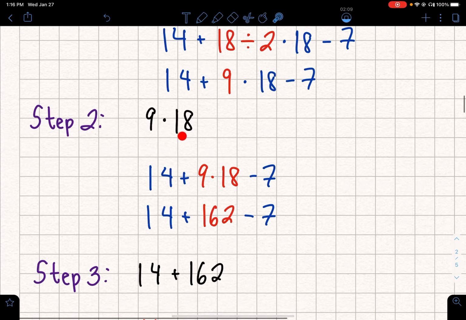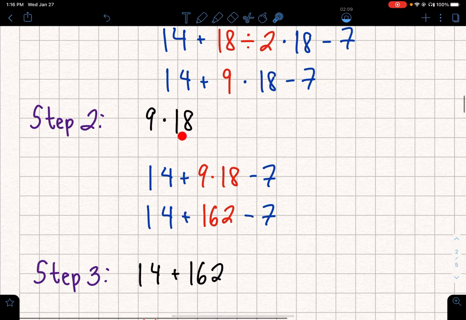Now, going left to right, the only things we have left are addition and subtraction. So because we read it left to right, we're going to do the addition first, even though it doesn't matter, but it's good practice anyway. So we do 14 plus 162. That's going to come out to 176. Then our last step is we do 176 minus our 7. And when we do that, we get our final answer for this statement, which is 169.